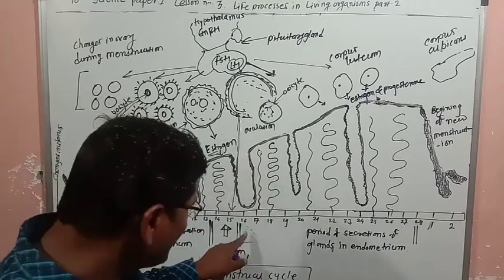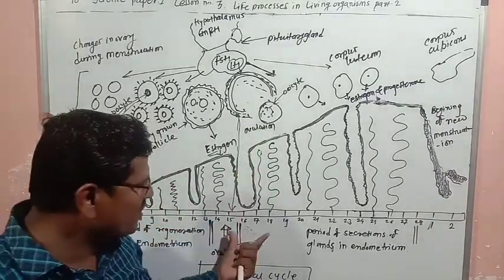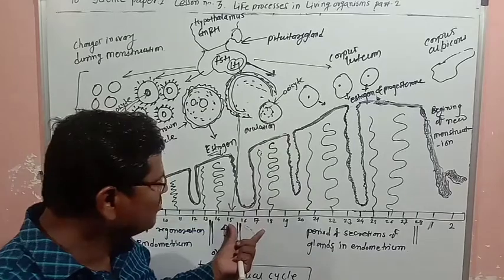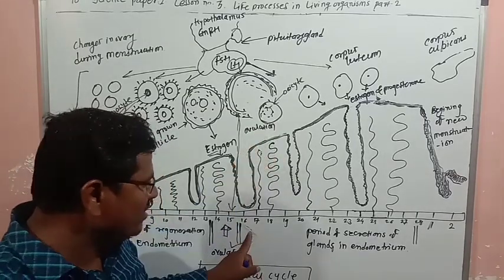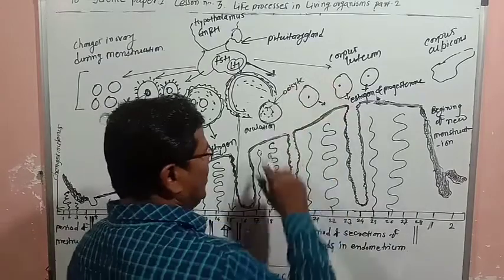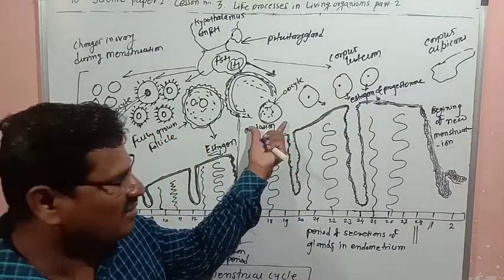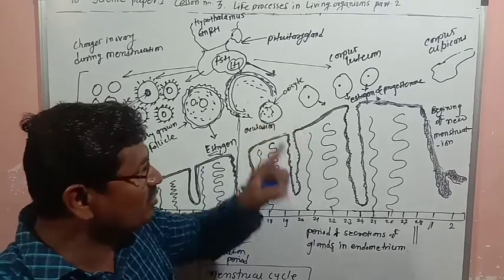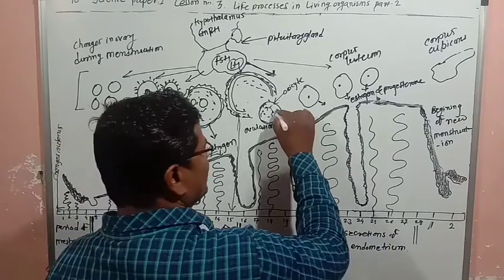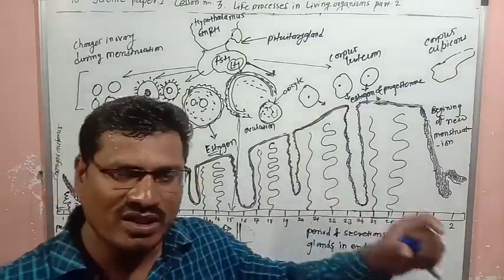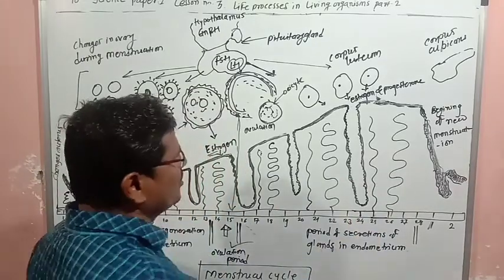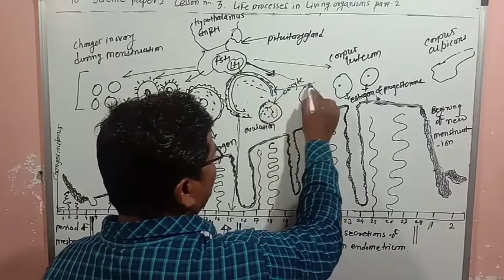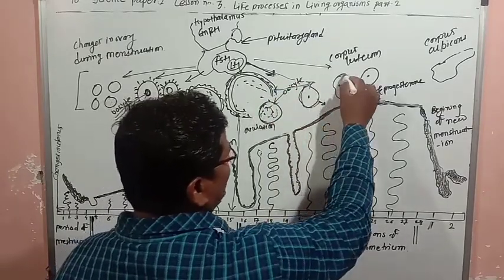Now if sperms come after ovulation, when the oocyte is released, and a sperm unites with it, then zygote formation will take place after ovulation. Ovulation takes place in the oviduct. Then the remaining tissues of that particular follicle form the corpus luteum.